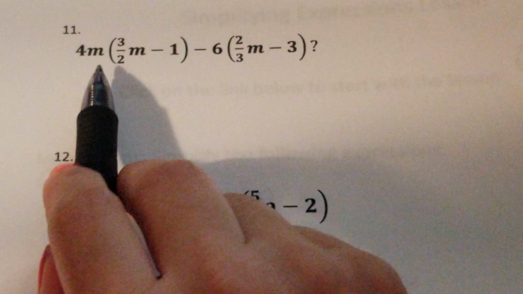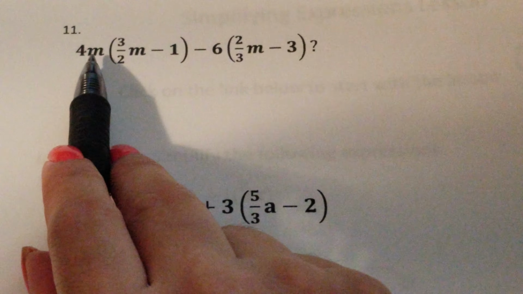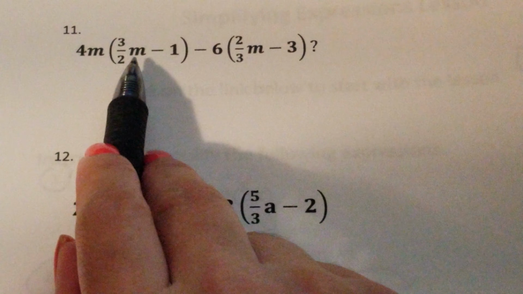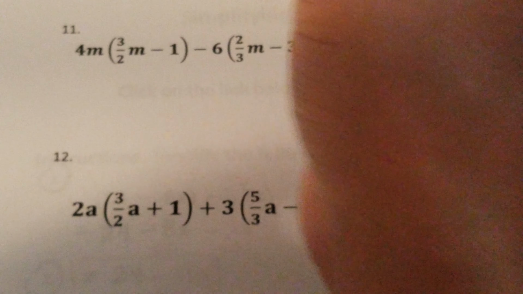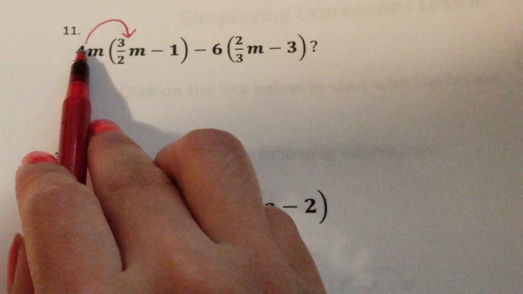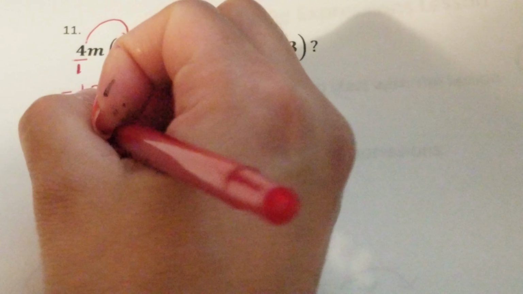I'll try to go slow on this one because now we have this variable outside and you have to multiply this variable m with these two numbers. Okay, so I'll show you how. Let's distribute m times this number. Because this is a fraction, let's make this 4 into a fraction. So first let's multiply the fractions. 4 times 3, that will be 12. And 1 times 2, that will be 2, right?